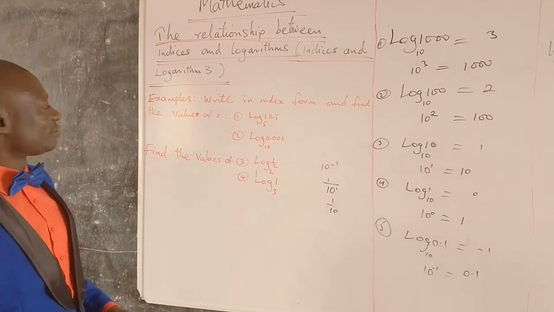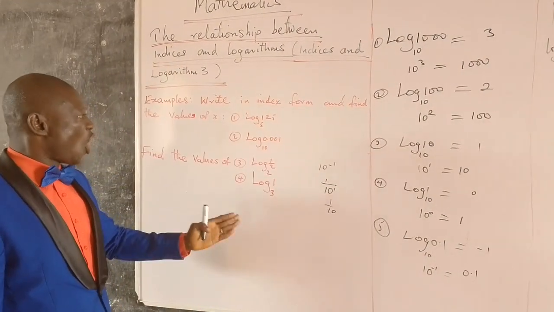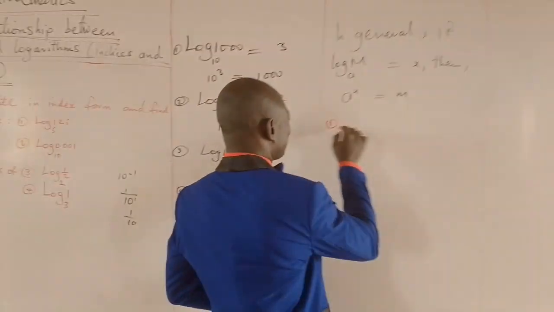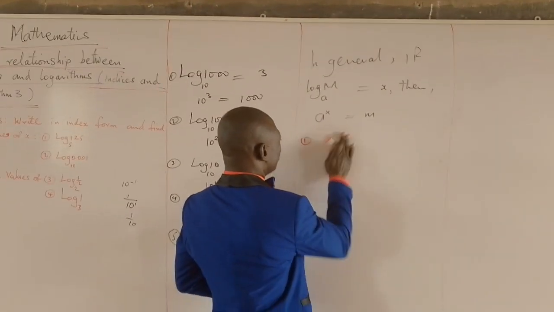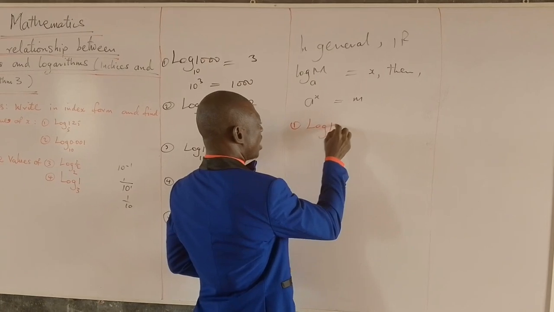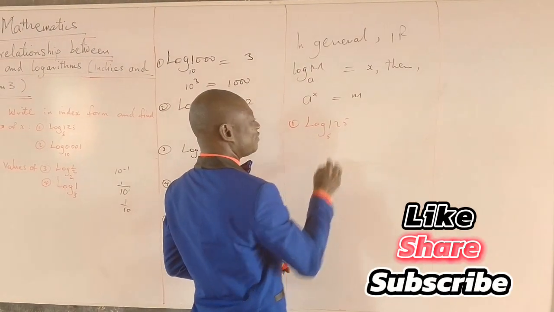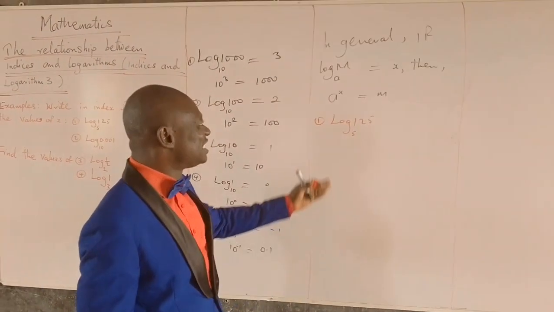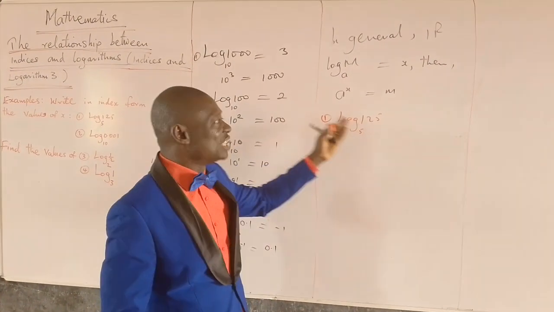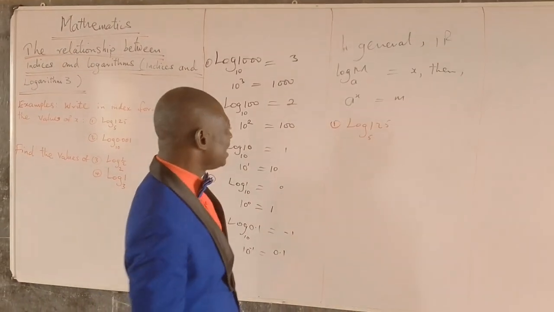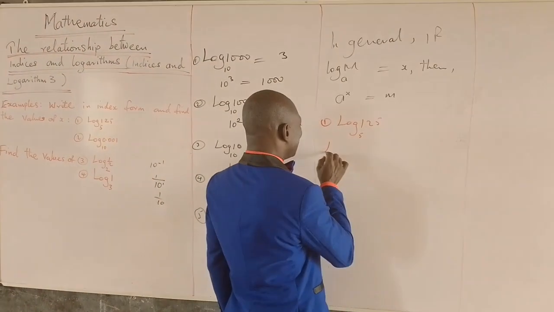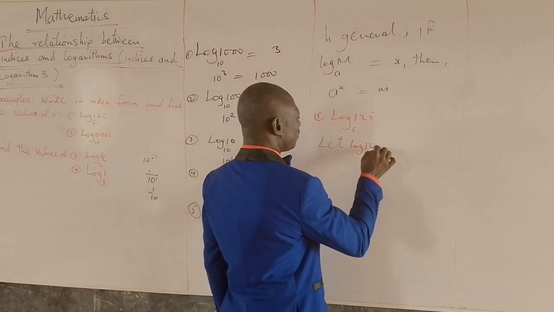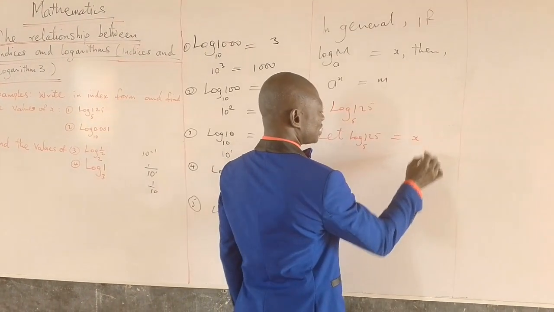Let's take the first question. The first question is log 125 in base 5. This is a log we don't know what it is. So we want to go and get it, because we have seen the generalization, the relationship between the two of them. What we need to do is to say, okay, let us call it something. Let log 125 in base 5 be equal to x, for instance.